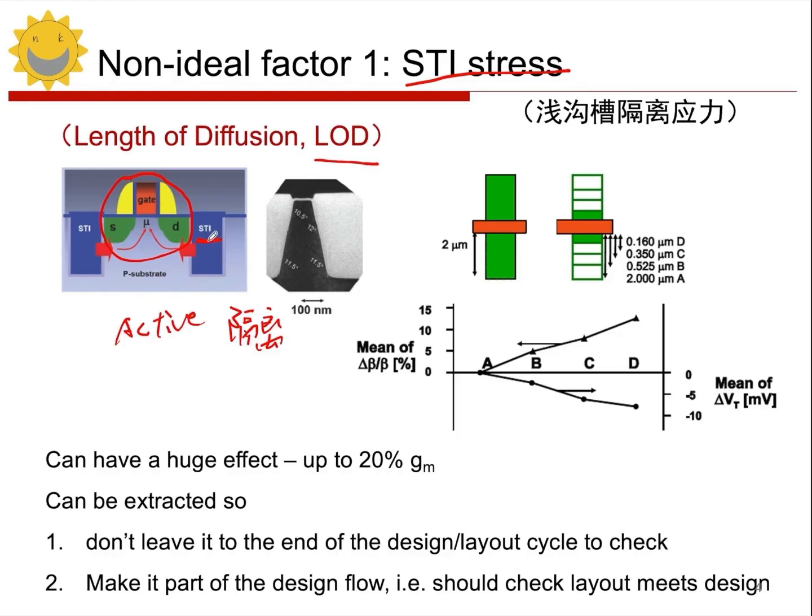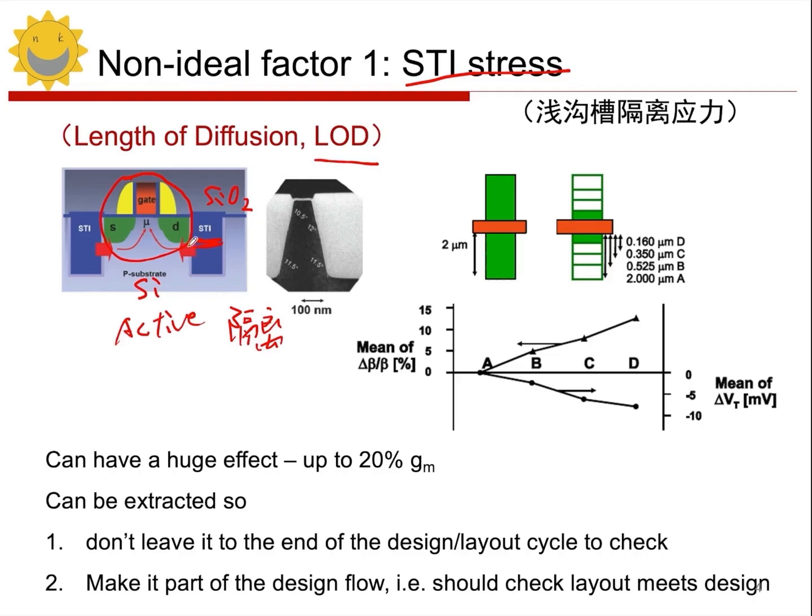Well, we say that STI is an oxide, typically silicon dioxide, which is what we fill in the STI, right? And what about the active region? It must be silicon, right? So, the thermal expansion coefficients of silicon dioxide and silicon are definitely different, right?